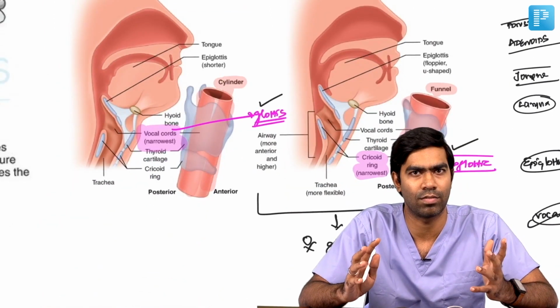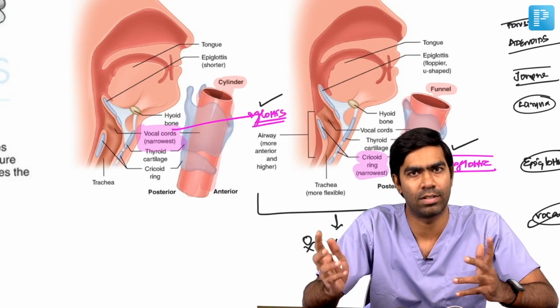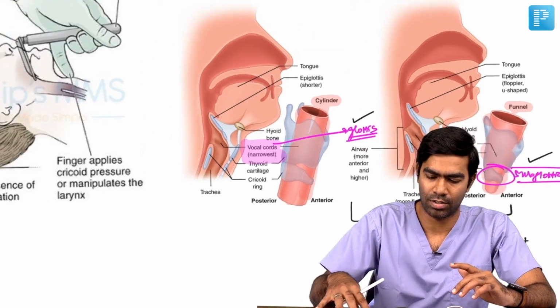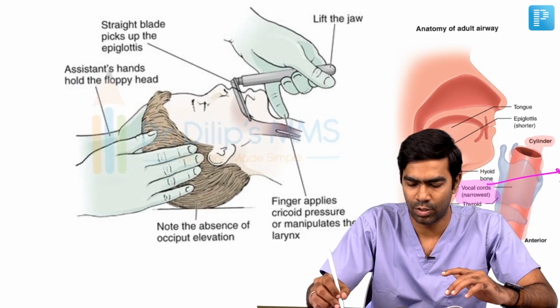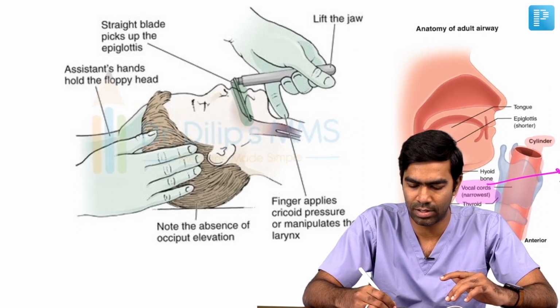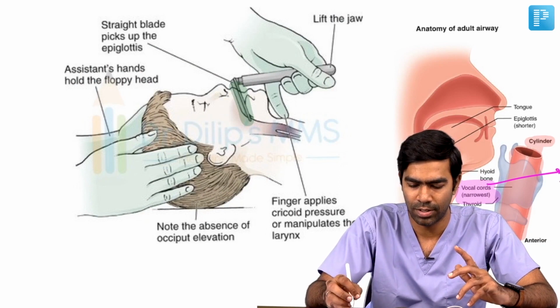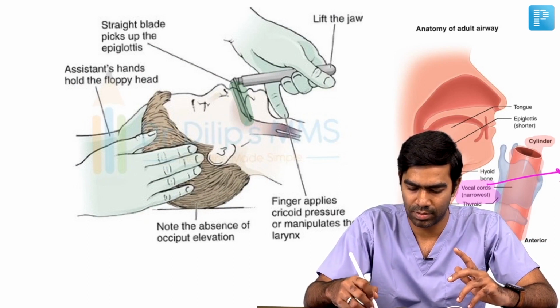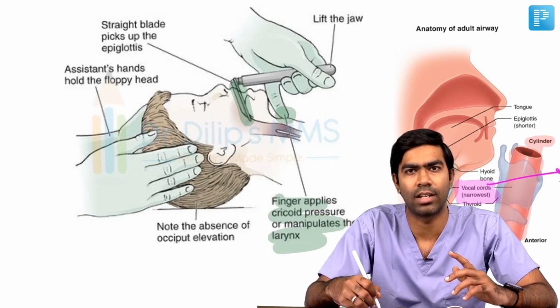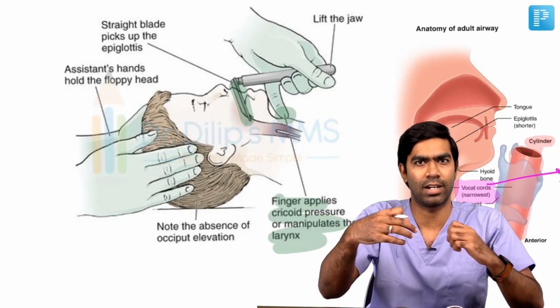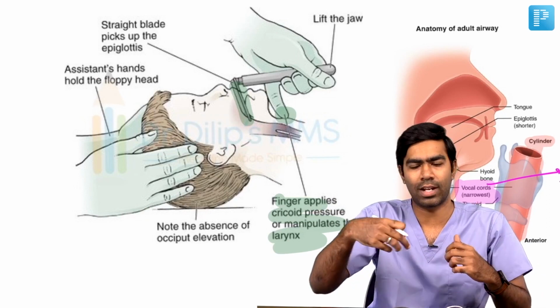Cylinder-shaped larynx in the case of adults and funnel-shaped larynx in the case of children. So a lot of changes are there in the anatomy between children and adults. You can see here we are using the straight blade. This picture is showing that you can even use your finger to apply pressure on the larynx, like external laryngeal manipulation. There you use the right hand. In adults, you cannot use the finger. Use the right hand to manipulate.